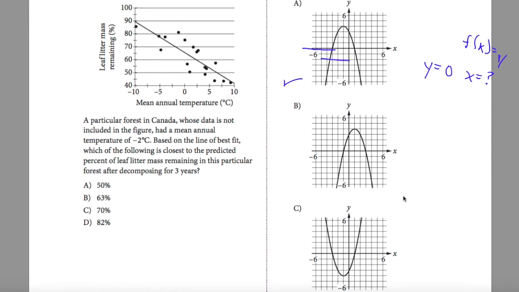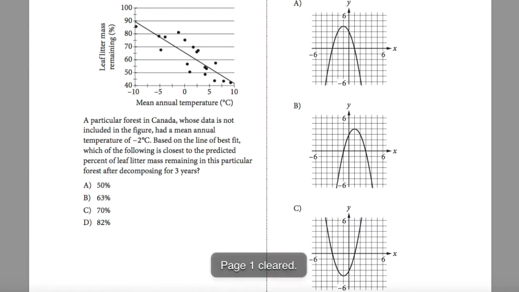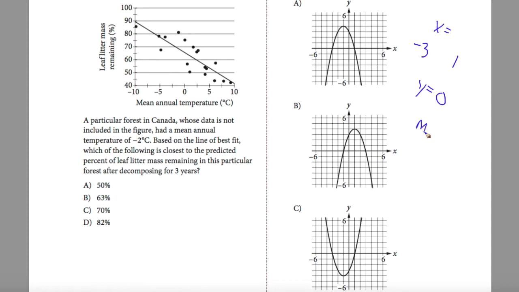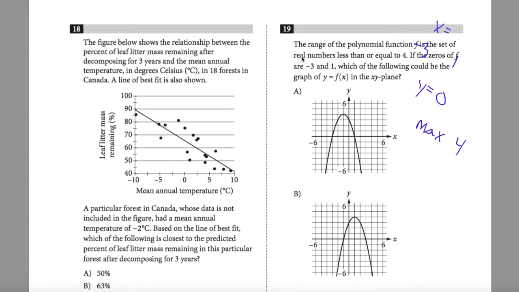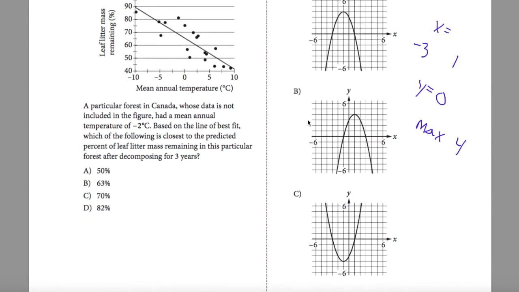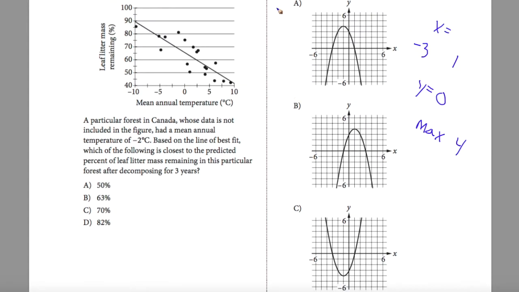But let's consider the differences between A and C and what we actually are thinking. What we want is to have x equal -3 and x equal +1 when y equals 0. So we want x to equal these values when f of x, or y, equals 0. But it also tells you that the max is going to be 4, and you're able to develop that from the problem where it says real numbers less than or equal to 4.